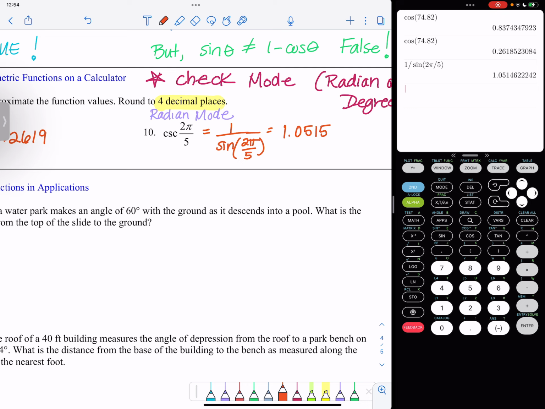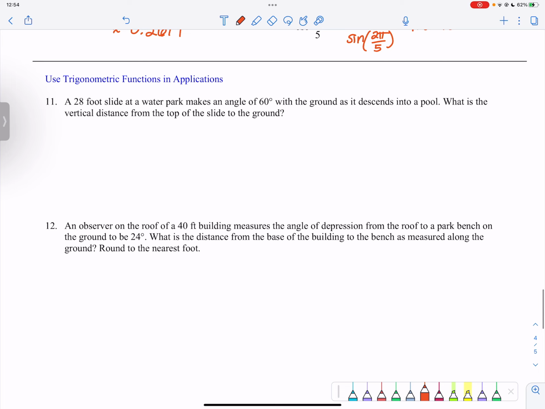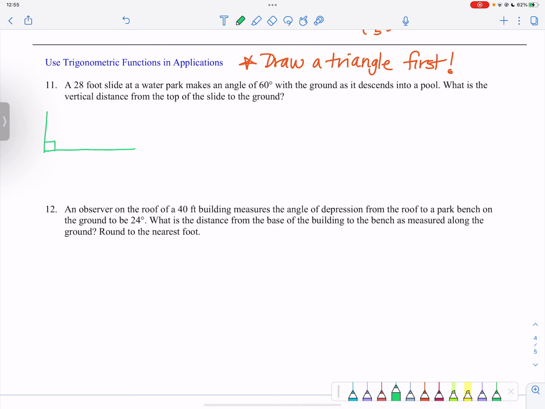Okay. I will leave that calculator here if it'll stay small. Well, I'll bring it back up so that the notes can be seen. And we have 2 problems that are applications, and that will conclude this section. We will draw a triangle first. Okay, so we have a 28-foot water slide at a water park, and it makes an angle of 60 degrees with the ground. So let's go ahead, and we have this right angle, and we have a 28-foot slide. So this side is 28 feet, and here is 60 degrees.